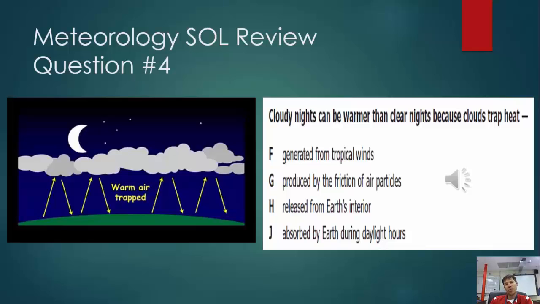Cloudy nights can be warmer than clear nights because clouds trap heat generated from the tropical winds, produced by the friction of air particles, released from the Earth's interior, or absorbed by the Earth during daylight hours. This is a tricky question because it gives you a couple choices that seem to make sense, but make sure you always remember these questions are asking for the best possible answer.